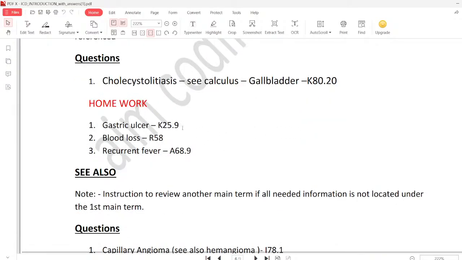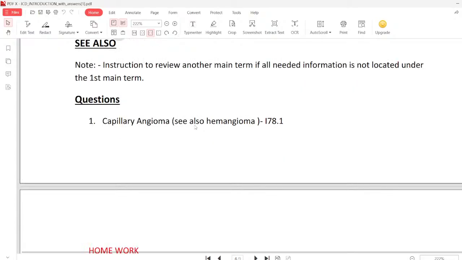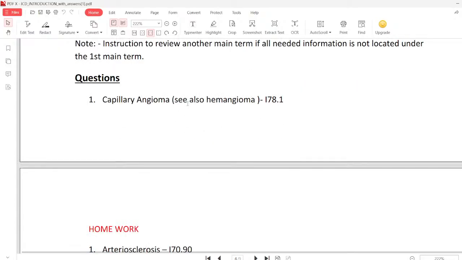Next, gastric ulcer K25.9. Blood loss R58. Recurrent fever A68.9. And some more questions. Capillary angioma, they have mentioned see also hemangioma. The other name of capillary angioma is hemangioma. Hemangioma is also called capillary angioma. For example, cardiac arrest and heart attack are both the same. Whether cardiac arrest, heart failure or heart attack, I46.9 is the correct answer.